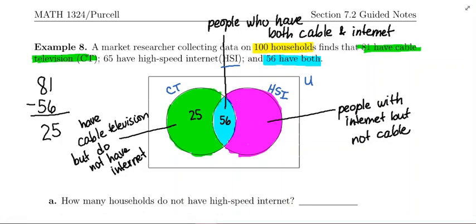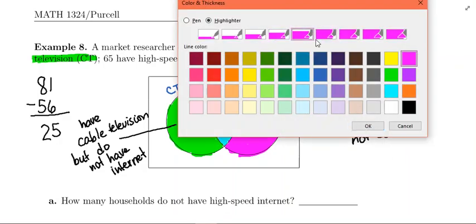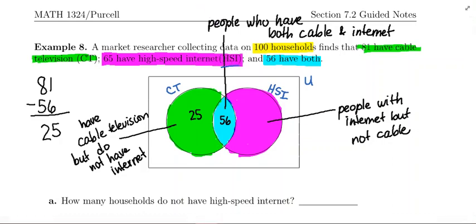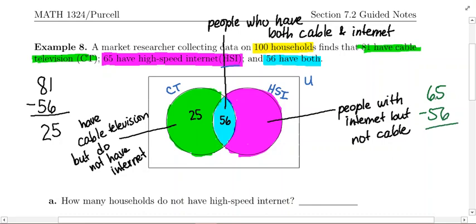So what do we know about internet? We know that there are 65 households with high-speed internet. So that means the entire internet circle, the numbers have to add to 65. So if we take 65 and subtract out the 56 households that are already in the internet circle, that's going to give us 9. That means 9 people go in this purple part. So 9 households have internet but not cable.